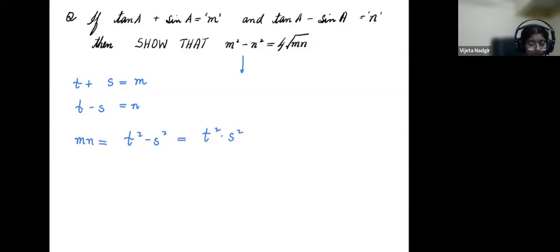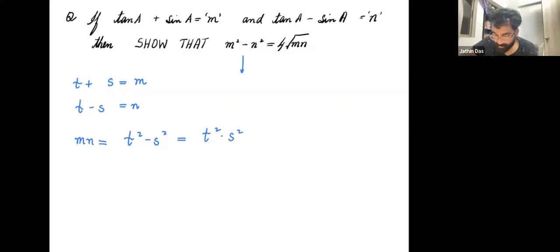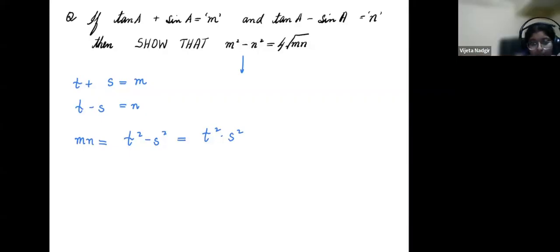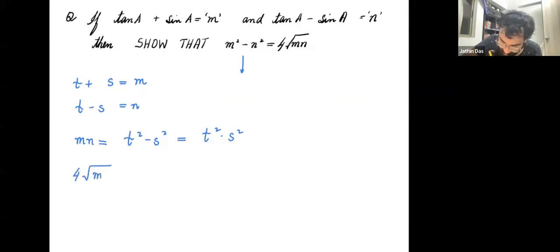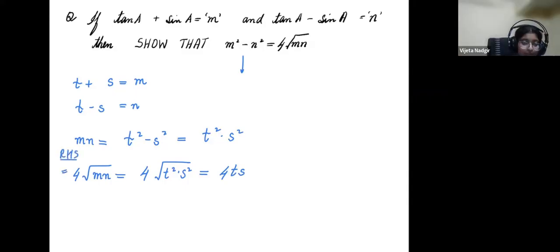And I did that 4 root. 4 root of mn is equal to 4 root of tan square into sine square, is equal to 4 tan into sine. So this is your right hand side you're saying? So now I have to do that other one also.